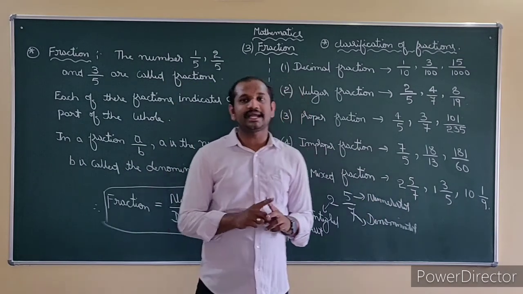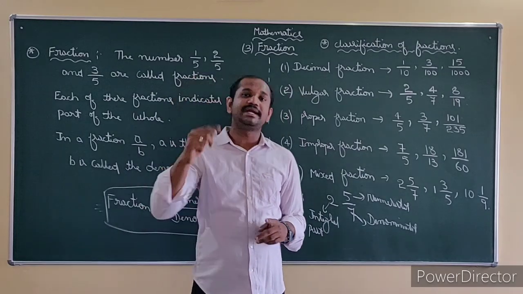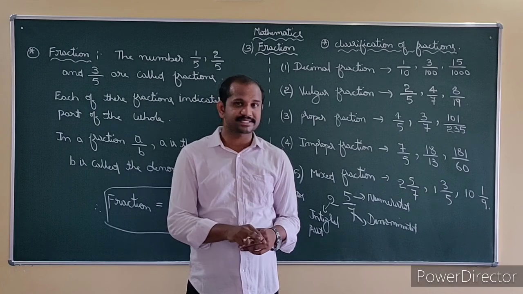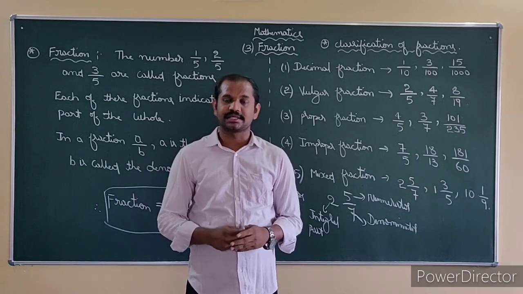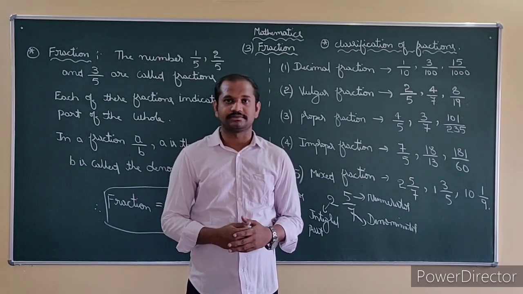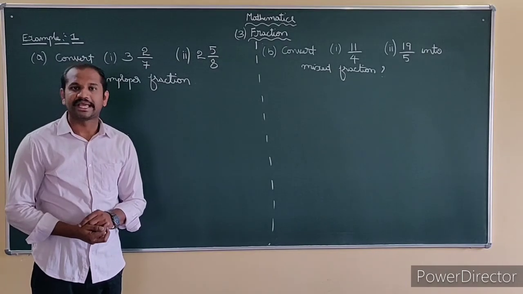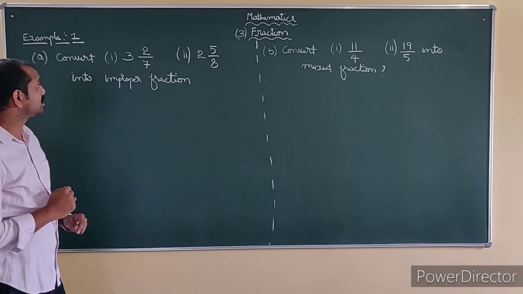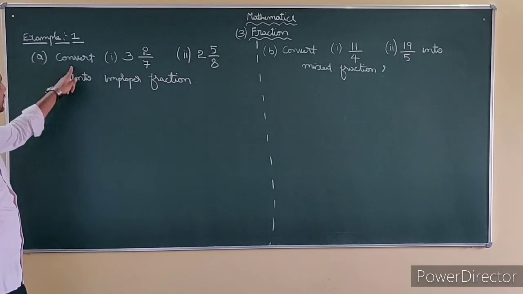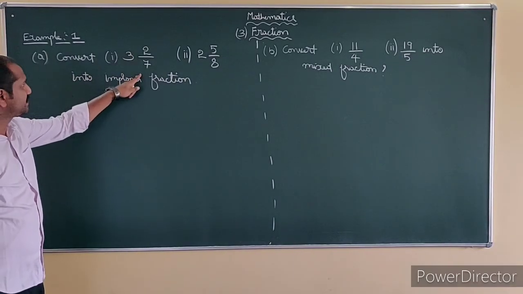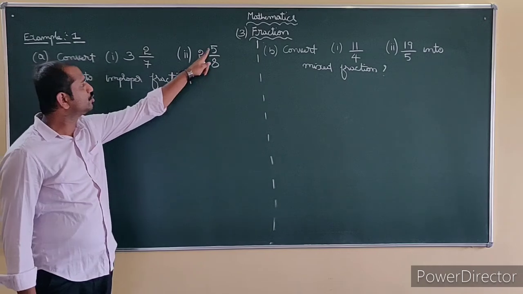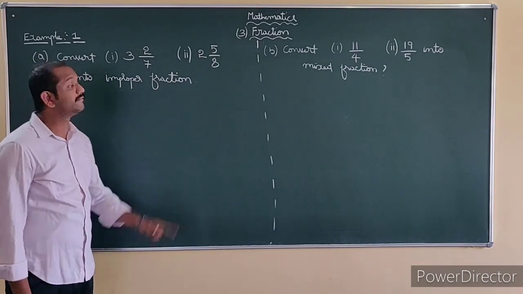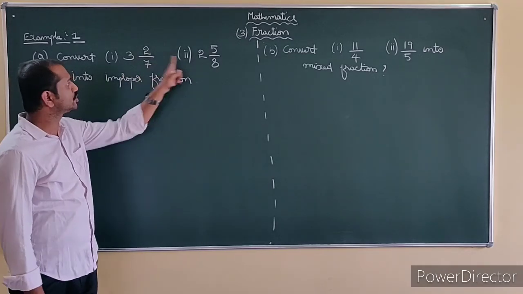So this is about the introduction of fractions. Now let us discuss conversion of mixed fraction to improper, improper to mixed, and reducing the fractions as the first part. We will see. Now we have our example 1 and example 2 problems. What are those? First one is convert 3 2 by 7 and the second problem 2 5 by 8 into improper fraction.